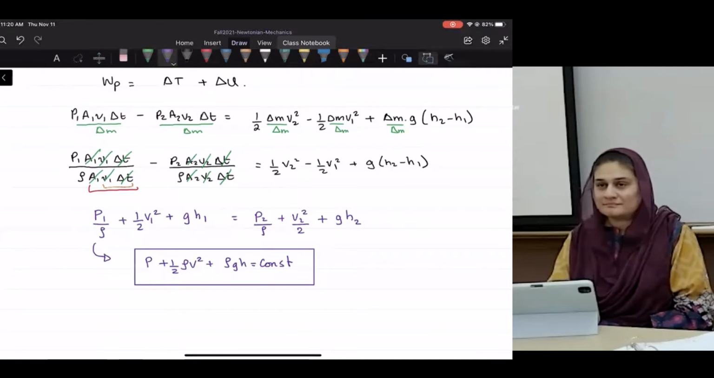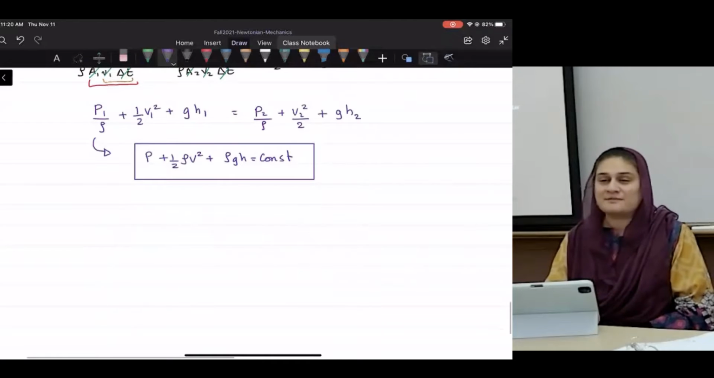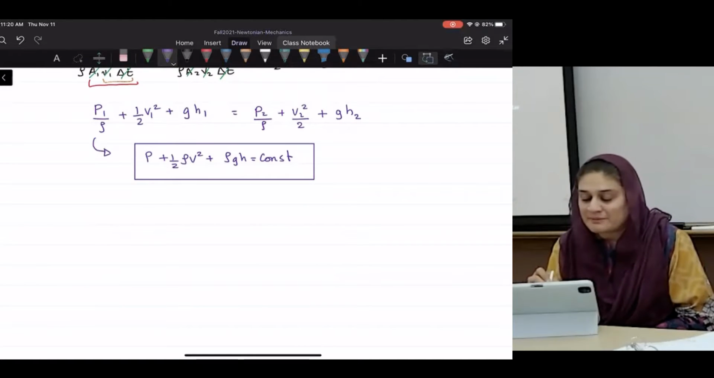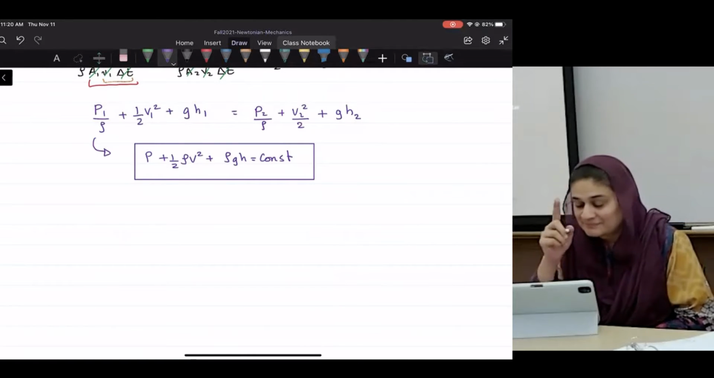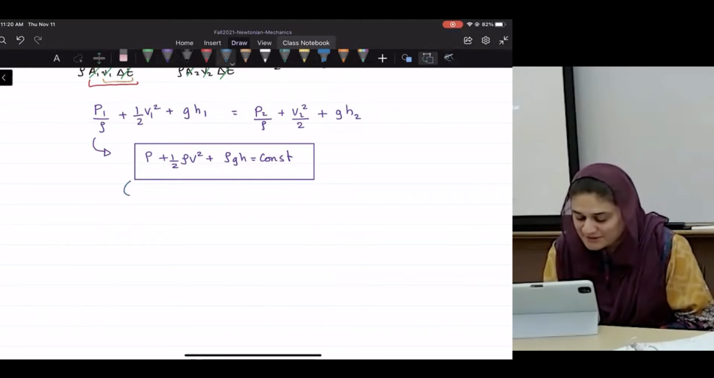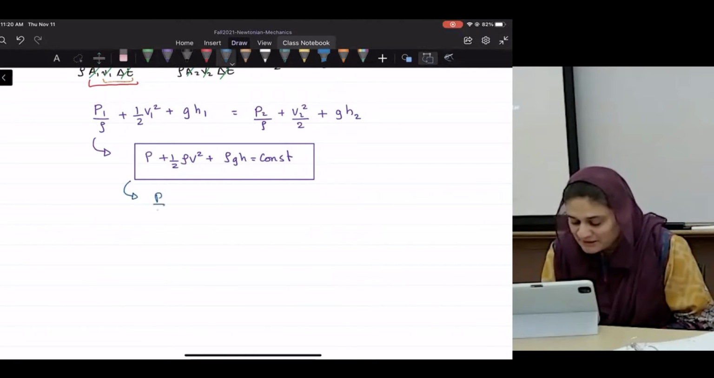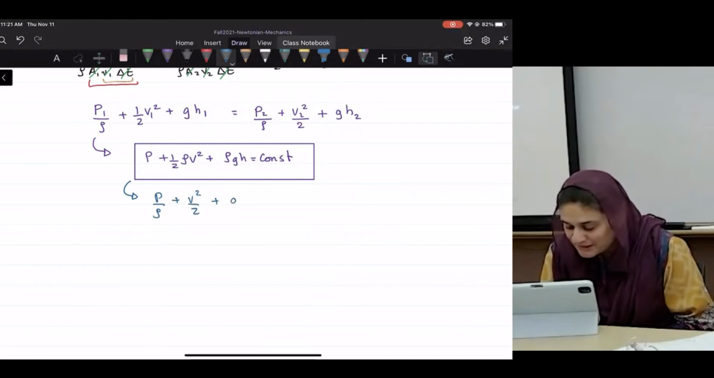What is the significance of that? Good question. What is the significance of this? So if I rewrite this as, that is a wonderful question. Thank you for asking. P over rho plus V squared over 2 plus gh equals a constant.